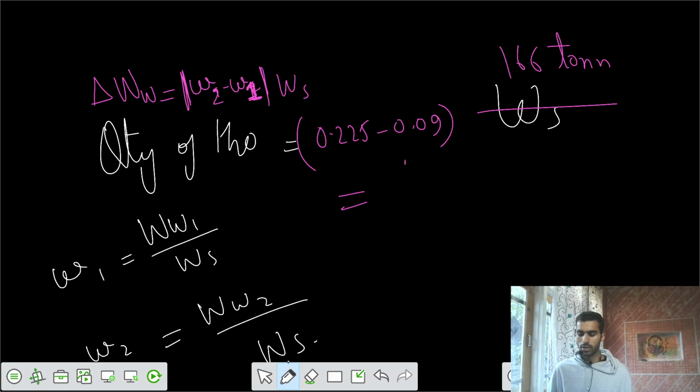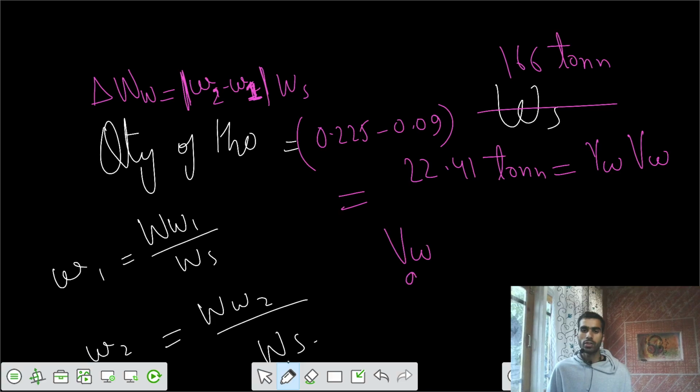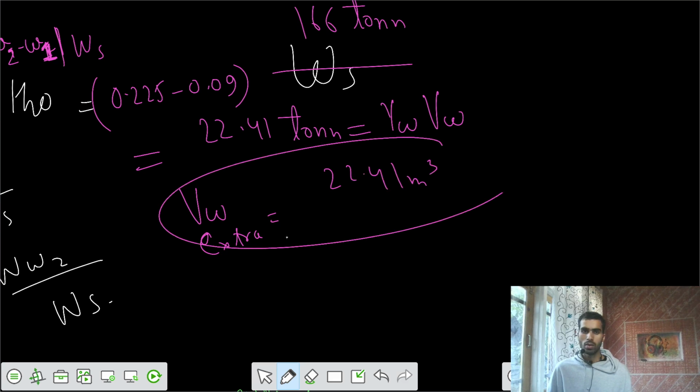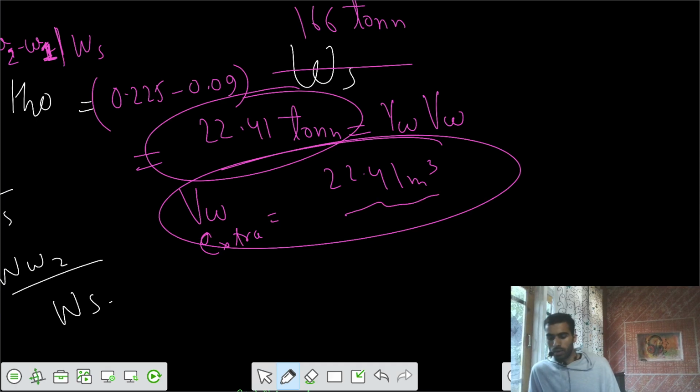Quantity of water is 22.41 tons, and that can be solved as this is weight, so we can write it as gamma W times the volume of the additional water. So this is the volume of the water, the extra water we had to provide in terms of volume. That is 22.41 meter cube. Either in terms of tons we solve, or in terms of meter cubes. Okay, that is the solution for that.